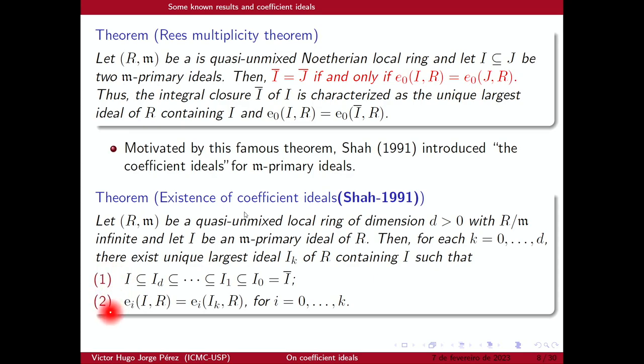it satisfies the two conditions. Condition one is very interesting, because I take the ideal I and the integral closure of I. With e_{d+1} of an ideal between I and its closure, it shows that it satisfies this equality. Because of this theorem, we reach the conclusion that A_0 is equal to the integral closure of the ideal.